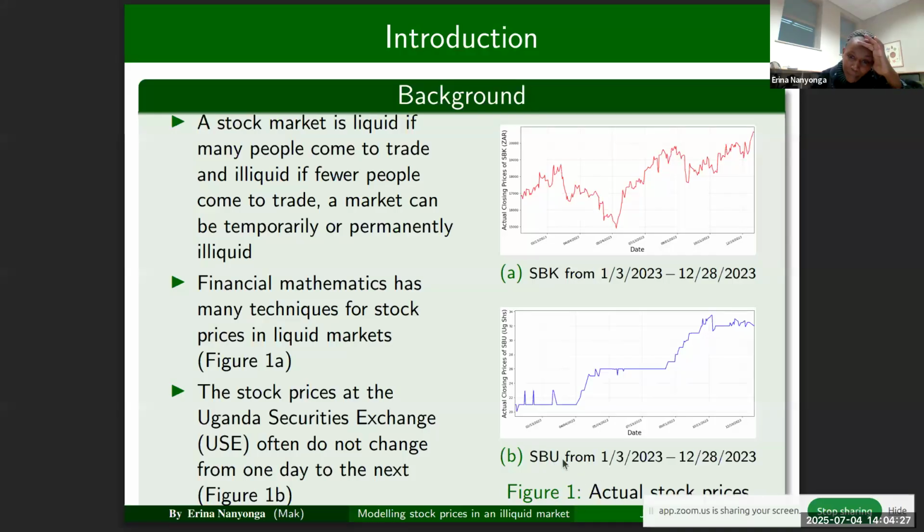These are the prices of SBU, which is Stanbic Bank Uganda, from 1st March 2023 to December 2023, where they are moving up and down and then constant sometimes. Comparing the prices with Standard Bank at the Johannesburg Stock Exchange, which is liquid, they are always moving up and down, which reflects a liquid market, and the one of SBU reflects an illiquid market, where the buying and selling is quite risky.